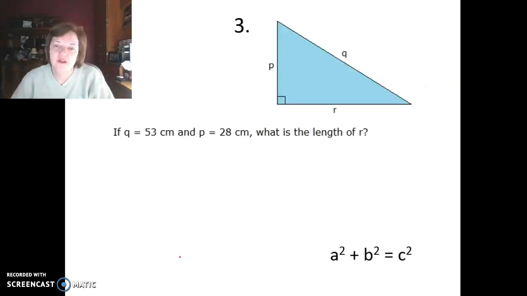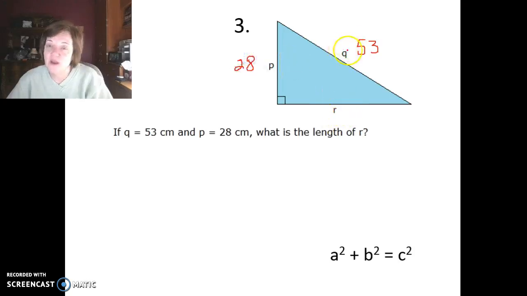All right, I want you to do this one all by yourself from beginning to end. Oh, maybe not totally. I'll give a hint. Notice I'm going to label your triangle for you since you can't write on the board. Q is 53. P is 28. We don't know R. That's what we're finding out.